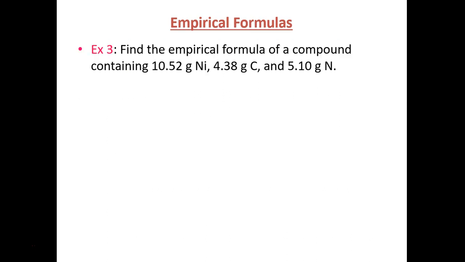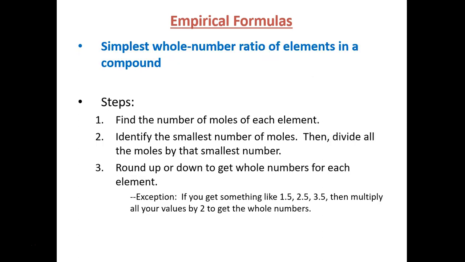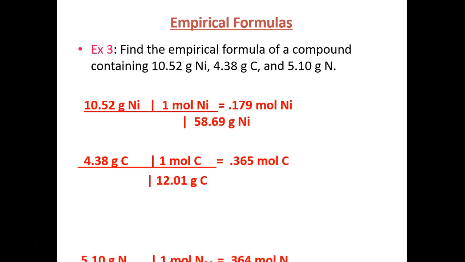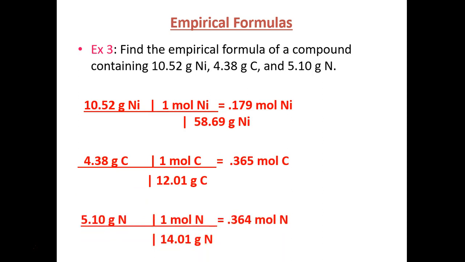So let's do that. Okay, first, it says find the empirical formula of a compound containing 10.52 grams of nickel, 4.38 grams of carbon, and 5.1 grams of nitrogen. All right, so let's look back at our steps. First, we have to find the number of moles of each element. Okay, so converting grams of nickel to moles, grams of carbon to moles, and grams of nitrogen to moles.